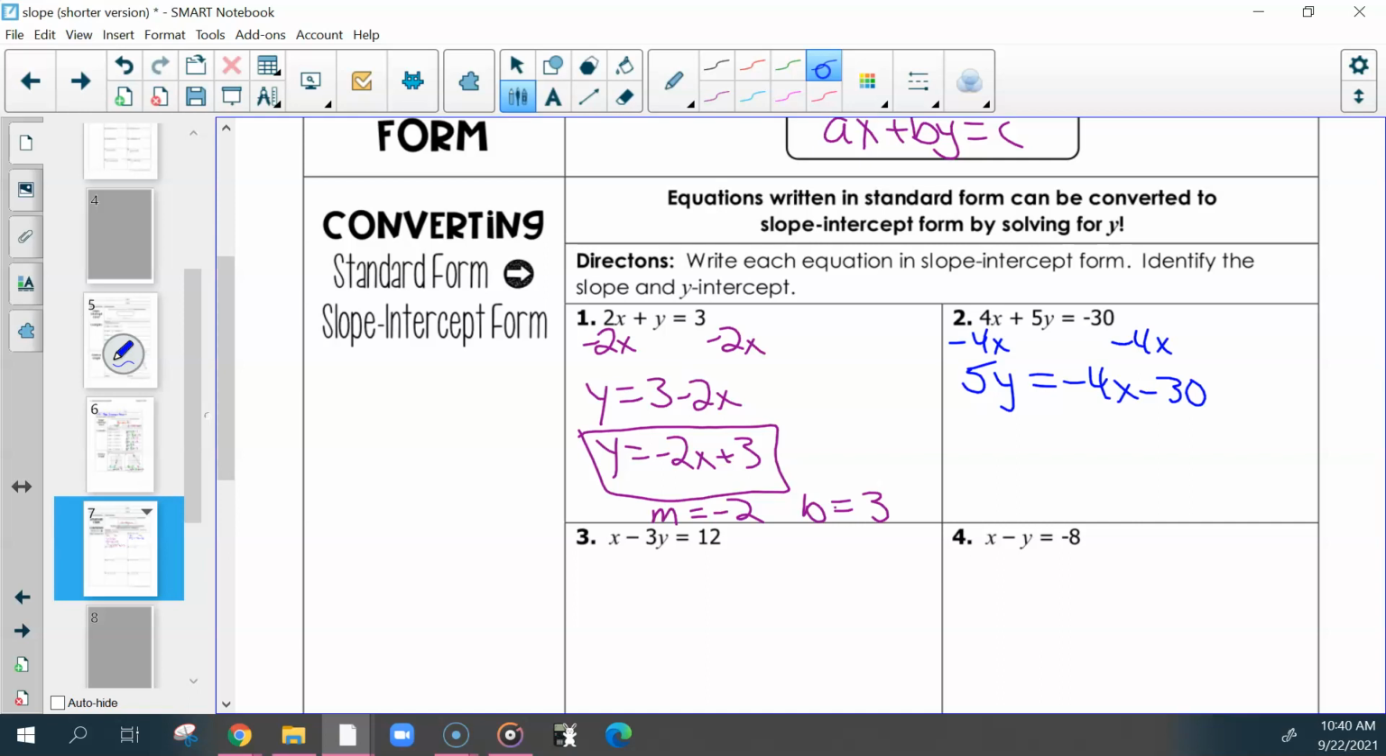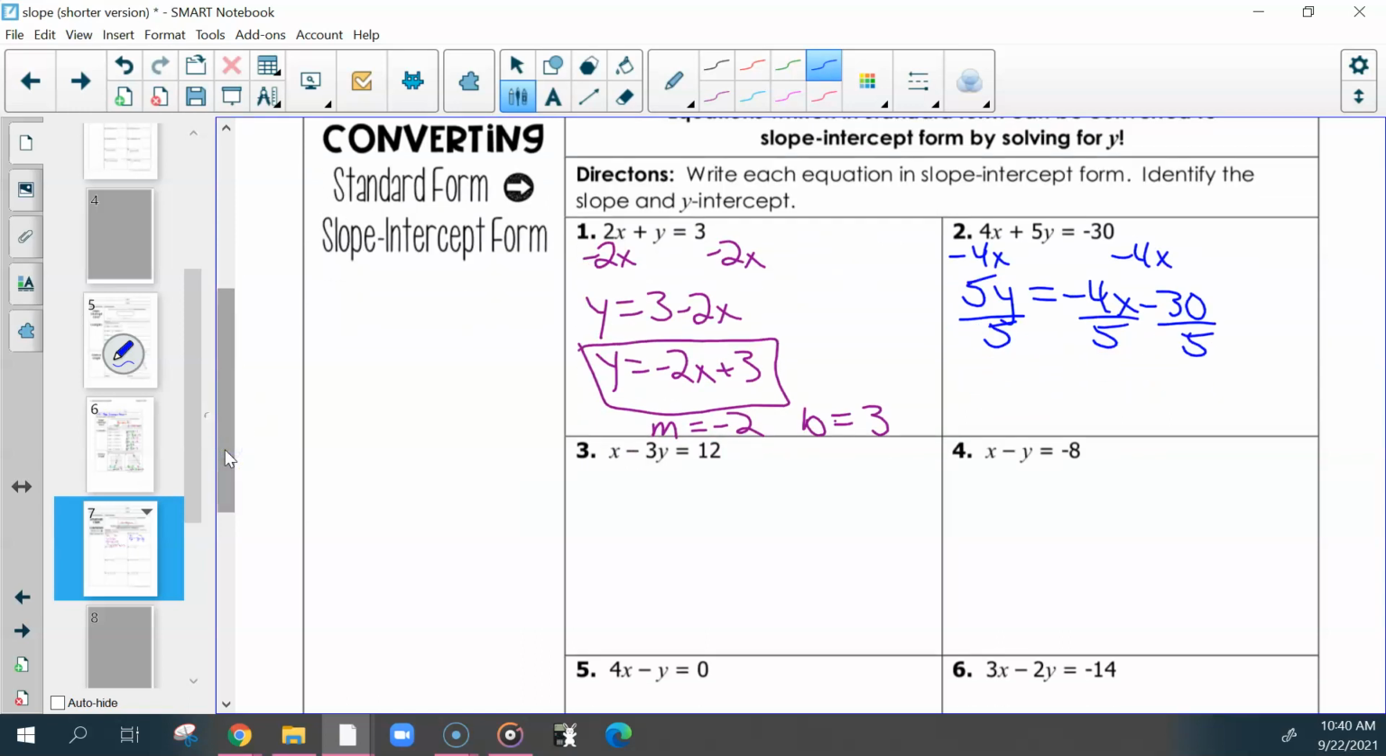How would I get it by itself, Toby? Divide everything by 5. Instead of putting 5 here and making one big fraction like we were doing before, we still need to be able to see what the slope and y-intercept are. So this becomes the fraction -4/5 x minus 6, where our m or slope is -4/5 and our b or y-intercept is -6.